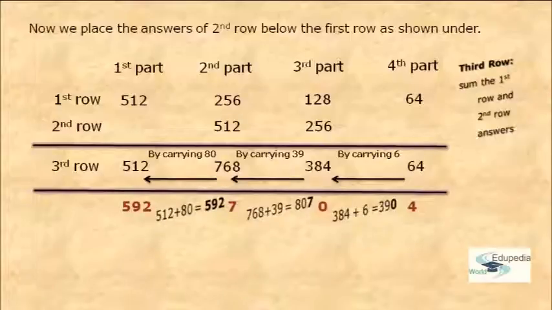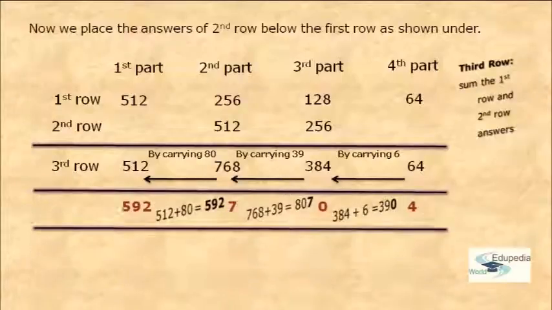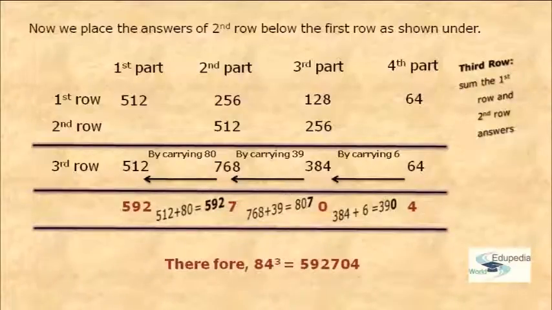Now by combining all the digits, that is 592704, we get the required answer for the cube of 84, and therefore we can say that 84 cube is equal to 592,704. So guys, this is the way we can use Anurupiana Sutra in finding the cube of a given 2-digit number.